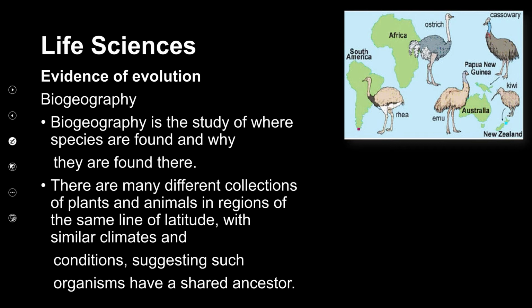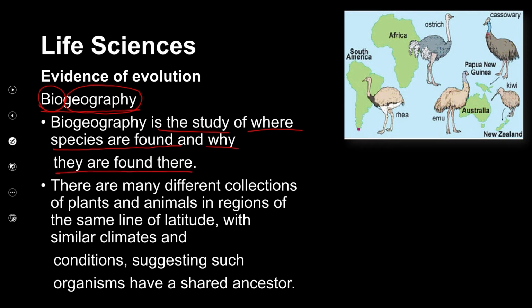All right, so we're going to have a look at another form of evidence called biogeography. Earlier when we were talking about the term, we said we're looking at living organisms, which is bio, and geography is where they are in the world. So biogeography is the study of where species are found and why they are found there.